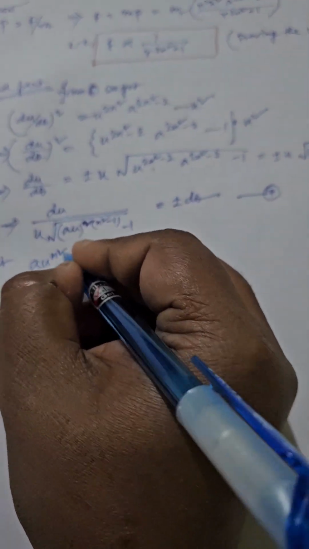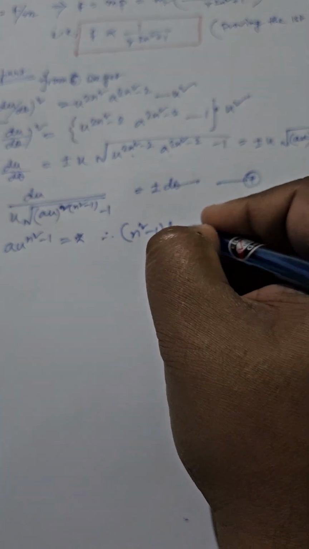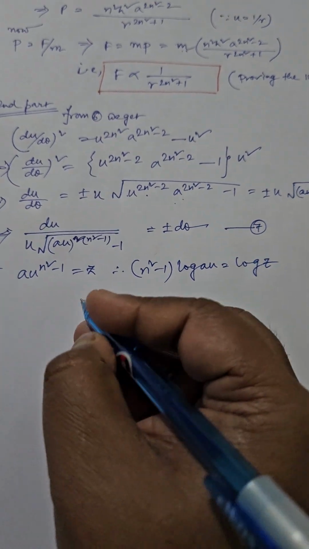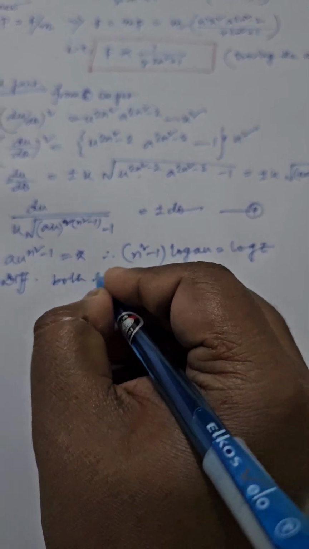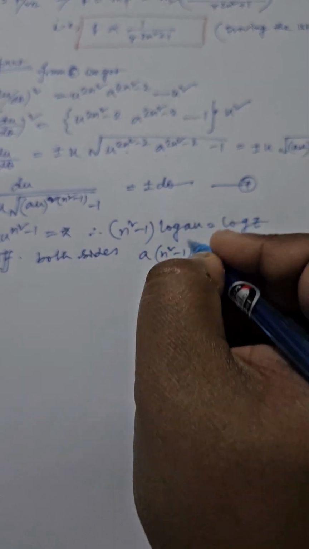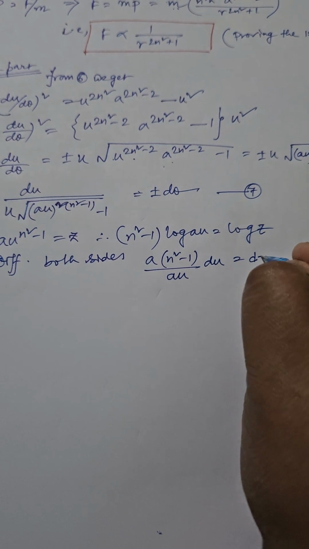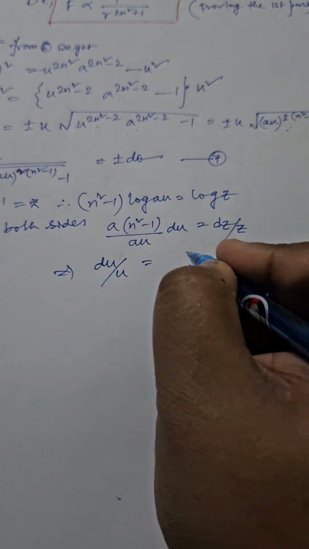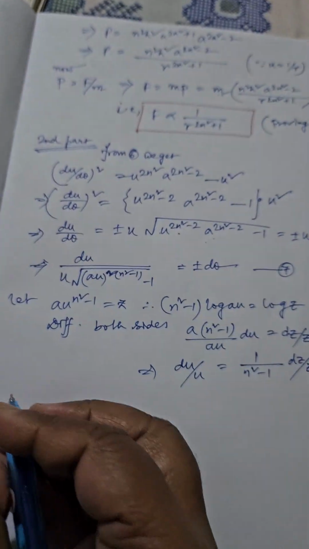Let au to the power n square minus 1 equals to z. So n square minus 1 log of au, that will be log z, operating log from either side, differentiating both sides, you will get n square minus 1 log of au. So this one du, and from here dz by z. So du by u will be equal to what? 1 by n square minus 1 dz by z. So let us use this.